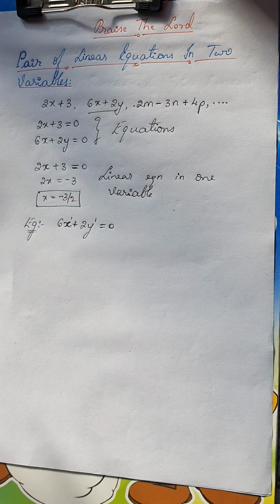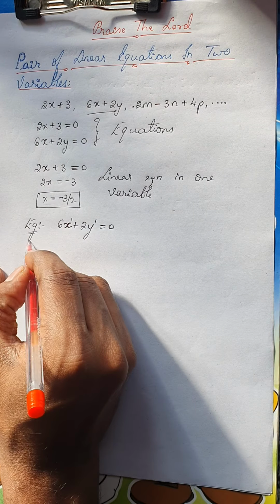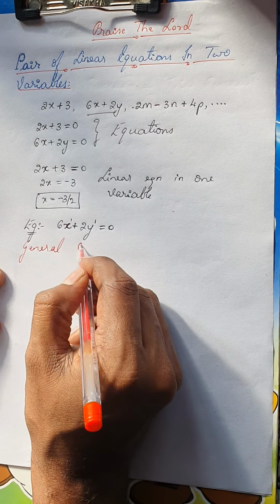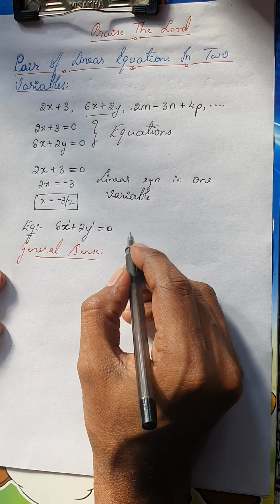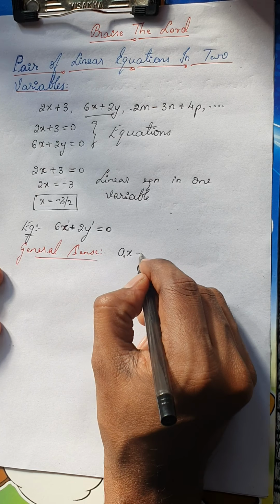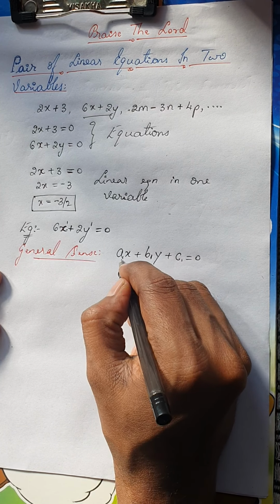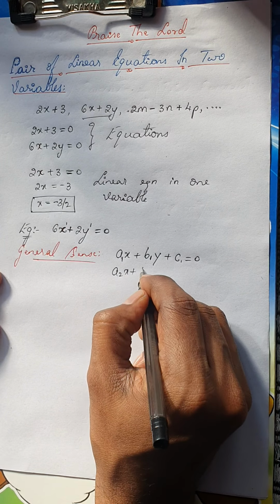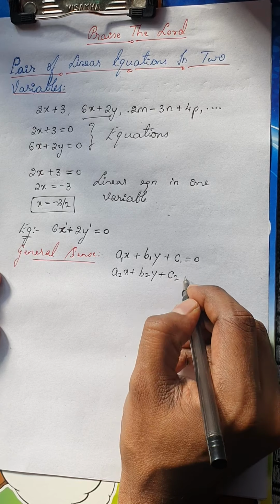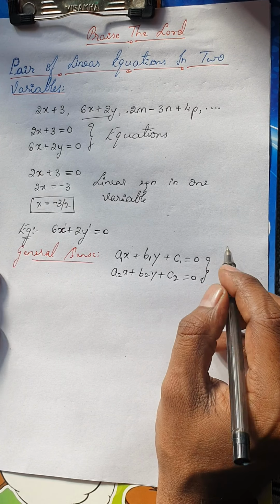Now how do you represent the general equation? In general, the pair of linear equations in two variables is denoted by a1x plus b1y plus c1 equals 0. In some cases, you will take it as equal to c1, both are the same. And a2x plus b2y plus c2 is equal to 0. So this is the pair of linear equations in two variables. Here the variables are x and y.